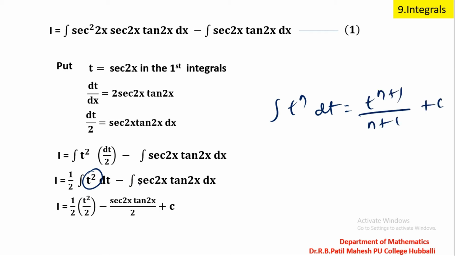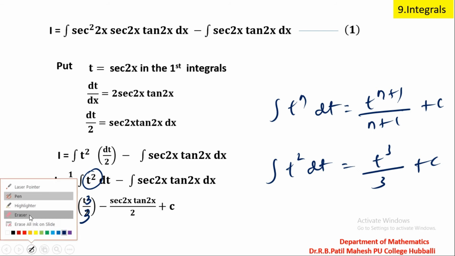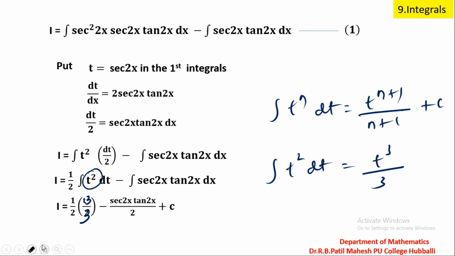So what happens here? T square, students, make it 3 because 2 plus 1 you are going to get. This is also 3, a small correction. Integration of t square dt is equal to t cube divided by 3 plus c. But plus c we will not write here because it is the first integral. Hope you understood. Integration of t raised to n formula we used.